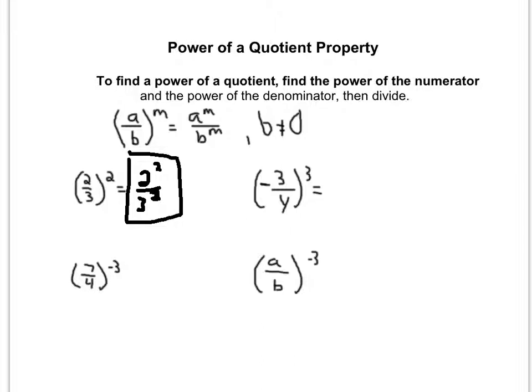Alright, here we've got negative 3 divided by y to the third power. You can keep the negative sign with either one. I would normally keep it with the letter, but you cannot keep it with both, because if they were both negatives, then a negative divided by a negative would be a positive. Since we have a negative here, we only apply the negative to one of these. So I'm going to apply it to the 3 here, so we're going to have negative 3 to the third power over y to the third power.